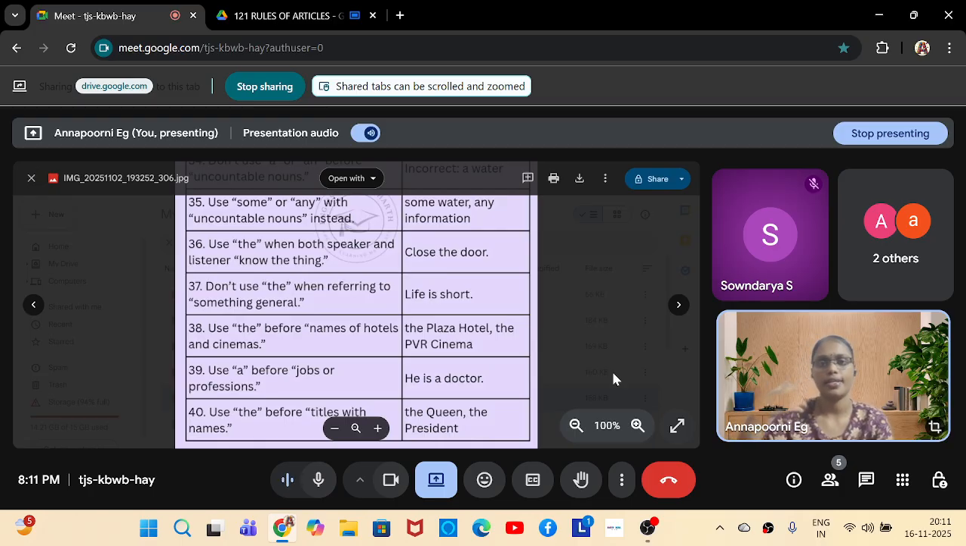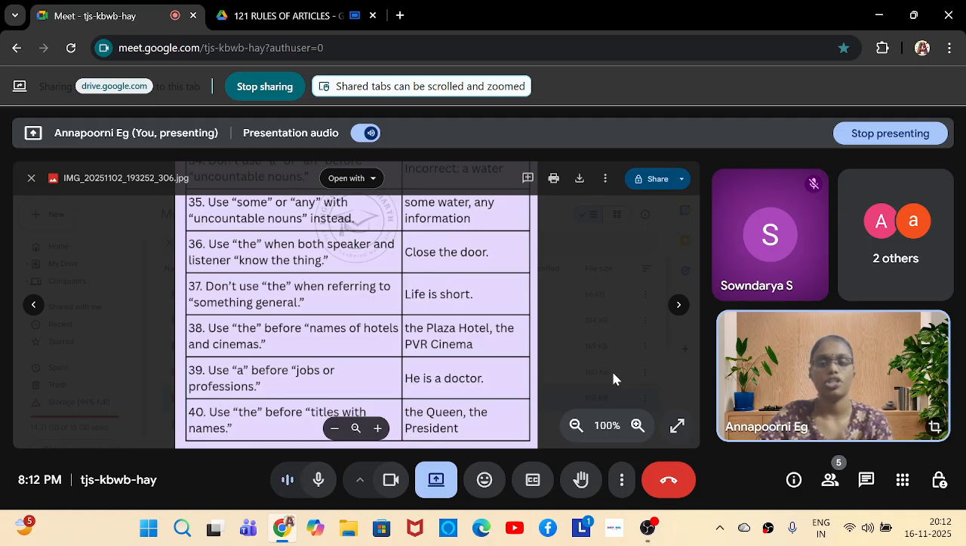Next is, you can use the before names of hotels and cinemas. Reputed ആയിട്ടുള്ള ഹോട്ടൽസ് ആണെങ്കിലും നോർമൽ ആയിട്ടുള്ള നമ്മുടെ റെസ്റ്റോറൻറ്റ്സ് ആണെങ്കിലും, along with the names of hotels, restaurants or cinema theaters you can use the. For example, they have given the Plaza Hotel, the PVR Cinema, etc. Okay. Next is use a before jobs or professions. If you want to speak about a person's job or occupation or profession, you can use a.